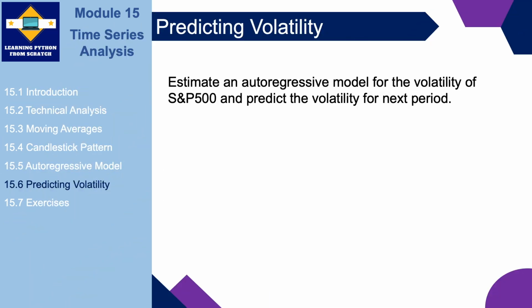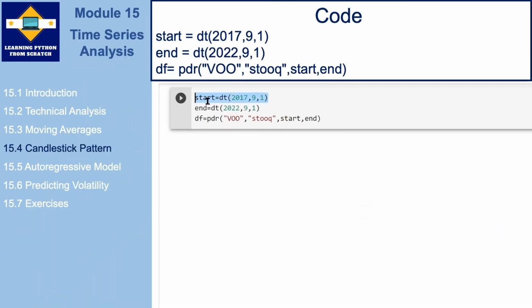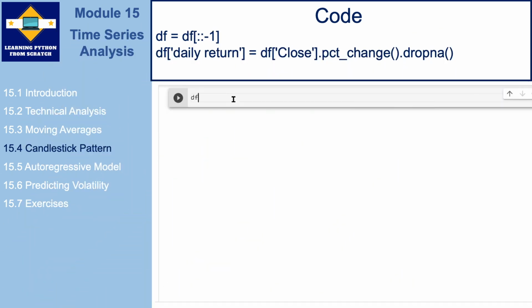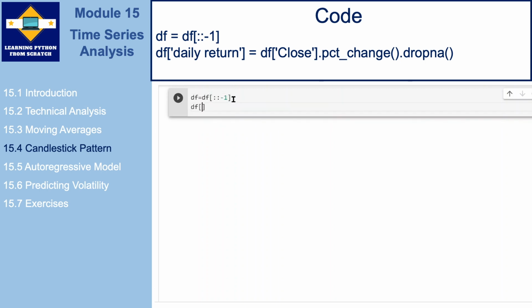Next, we are going to estimate an auto-regression model for the volatility of the S&P 500 and predict the volatility for the next period. So the first step, we want to get the historical data for VOO, which is an ETF for the S&P 500 index. Then, we are going to calculate the daily return. Here we use [::-1] to sort the data from newest to oldest, and then we use percentage changes to estimate the percentage changes of the stock price. Lastly, we use dropna to drop out those numbers with NA value.